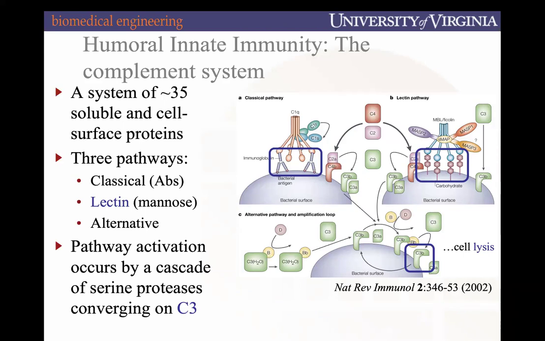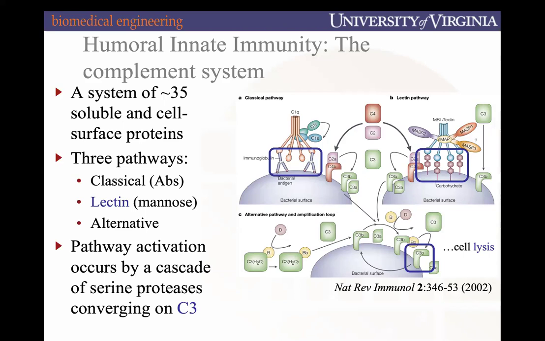So again, complement is meant to target and destroy invading pathogens or other invading foreign cells. It's this really unique cascade of enzymes that accomplishes this goal. There are three particular pathways within the complement system: the classical pathway, the lectin pathway, and the alternative pathway.